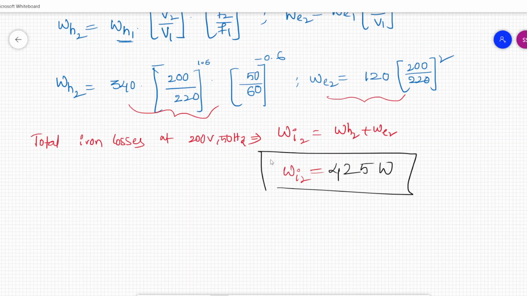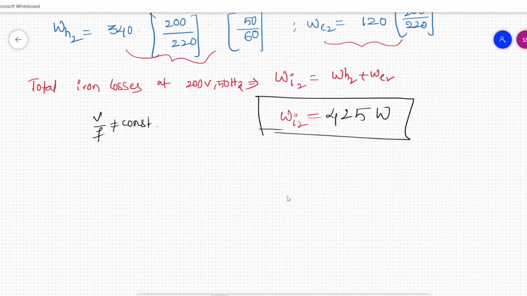So these are the iron losses for the given voltage and frequency. This is when V by f is not maintained constant. We have seen the V by f constant scenario, and now it is V by f not maintained constant. And finally, I'm going to take one more problem so that I can conclude here.